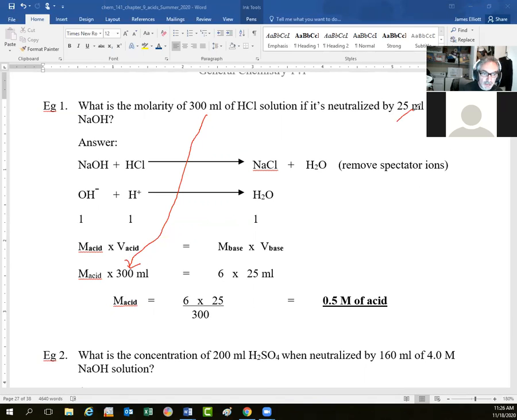We have got 25 milliliters of the base, and the concentration of the base was 6 molarity. So for the molarity of the acid, 6 times 25 divided by 300, and that comes to a concentration of 0.5 molarity for the hydrochloric acid.